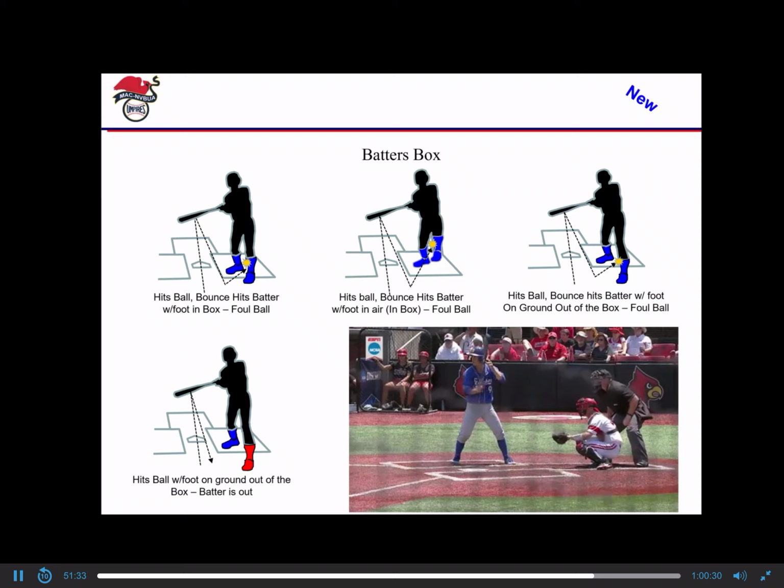Here's a video that's posted on the website. I don't include it here. So if you go to the website, you'll see that this batter is completely outside the batter's box. His foot is on the ground when he makes contact with the pitched ball.